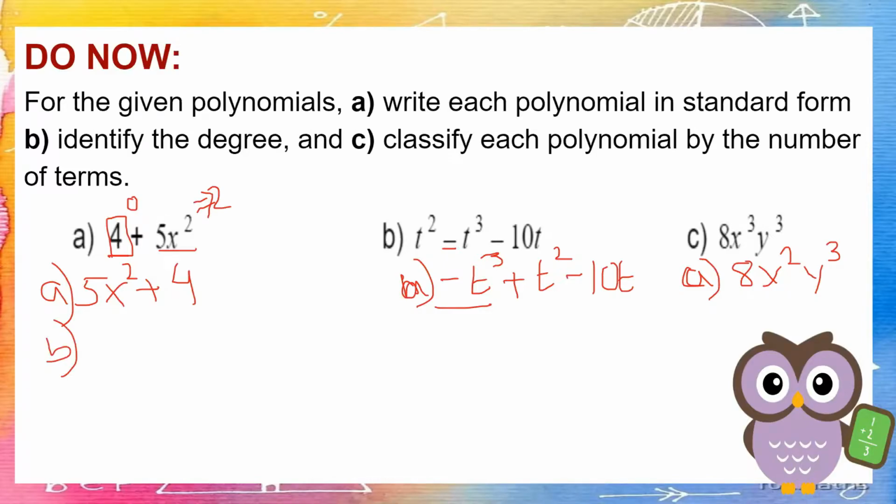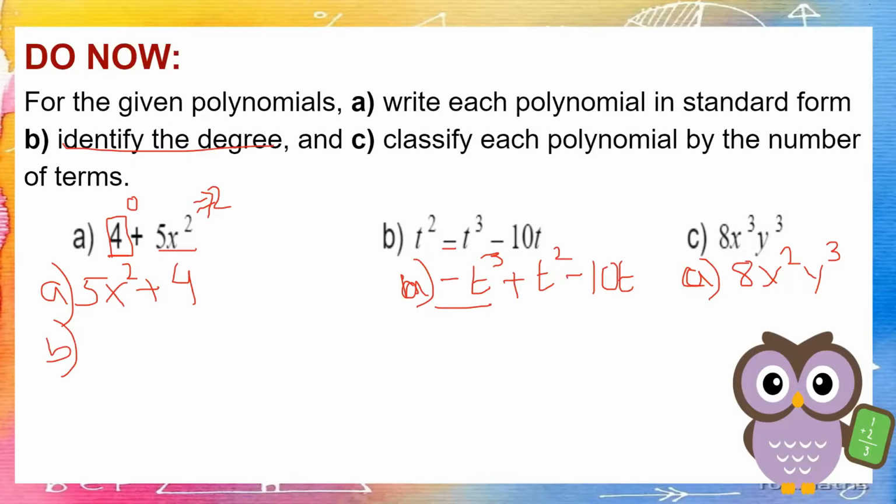What is B asking us to do? You have to identify the degree. So when it's asking you to find the degree, it's usually asking you to find the degree of the polynomial, not the term. So what is the degree of this polynomial in here? It's actually a binomial, but what is the degree?